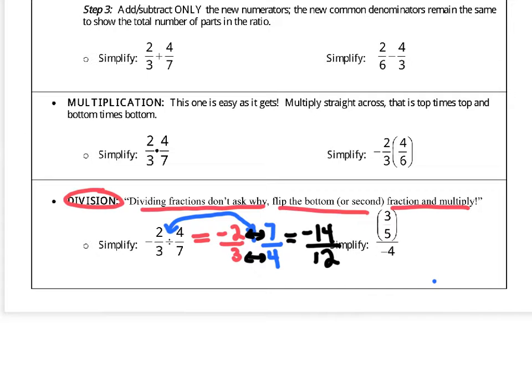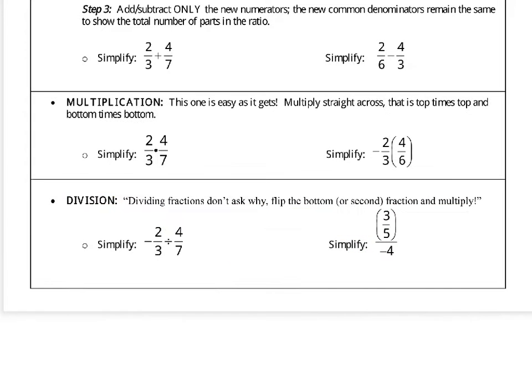Now, since both top and bottom are divisible by the same number, we can reduce the fraction by dividing both the top and the bottom by that number. So to reduce negative 14 over 12, we will divide both top and bottom by 2 to give us negative 7/6, and this will be the simplified final answer.